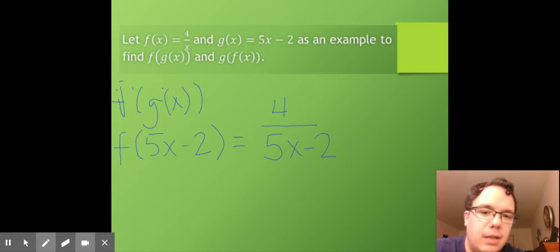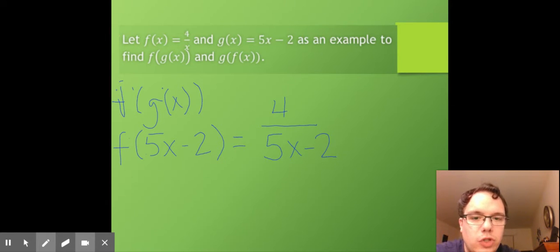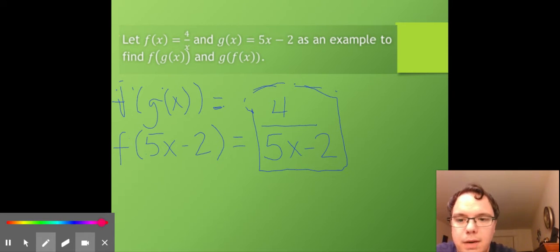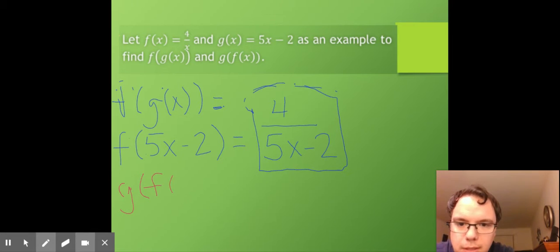And since we are dividing here, there's a possibility we could get 0 on the bottom. So there actually is one number in the domain that wouldn't work for this function, and that number is 2/5. So if x was 2/5, we wouldn't have a function. So 2/5 is not actually in our domain. I'm not making you list your domain today, but that's just for your information. All right, so our answer for f of g of x is 4 over 5x minus 2, because that can't be simplified any further.